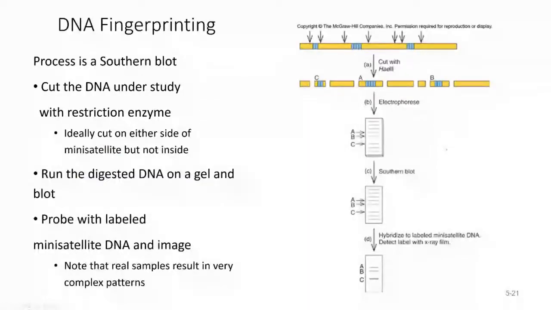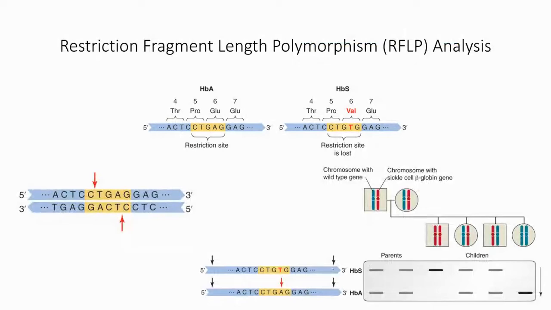Then DNA fingerprinting was developed from the Southern blot. Basically, you cut the DNA under study with a restriction enzyme, run it on the agarose gel, and transfer it to the membrane. Then you use a specific labeled DNA probe to identify the presence and the size of the fragments so that you can have this DNA fingerprinting.